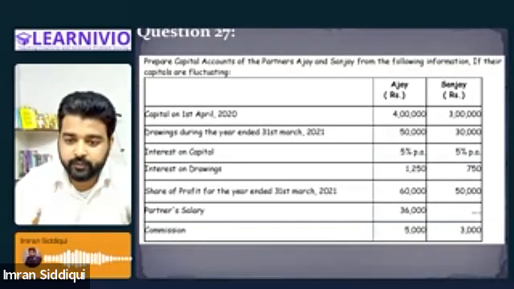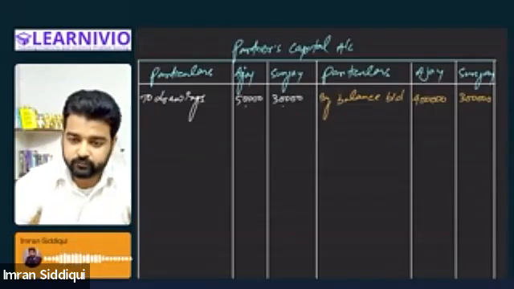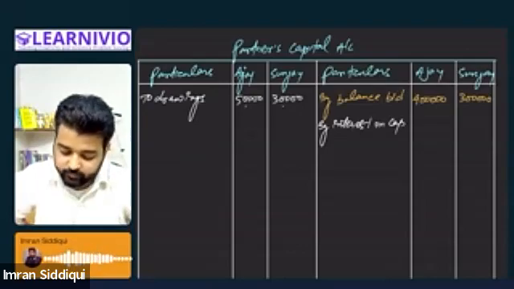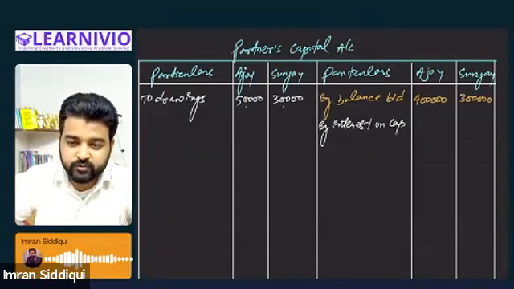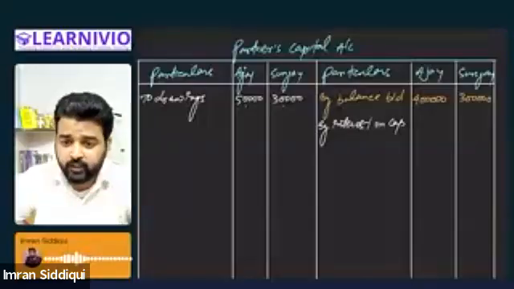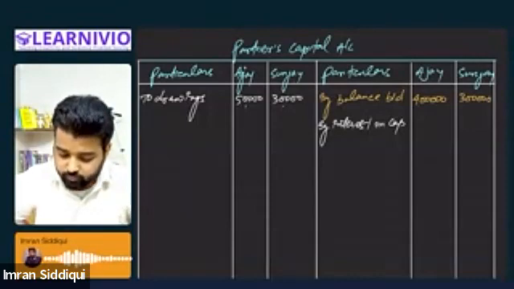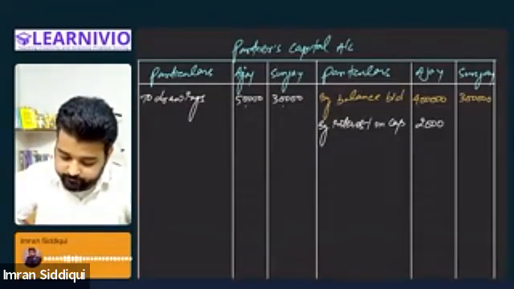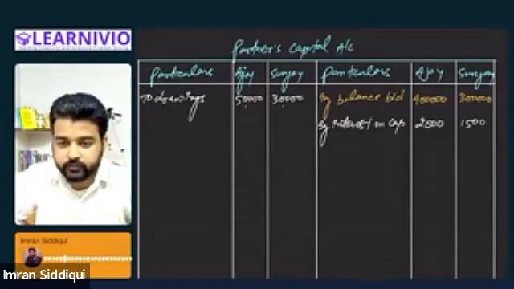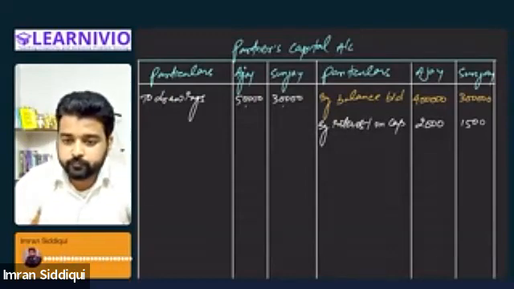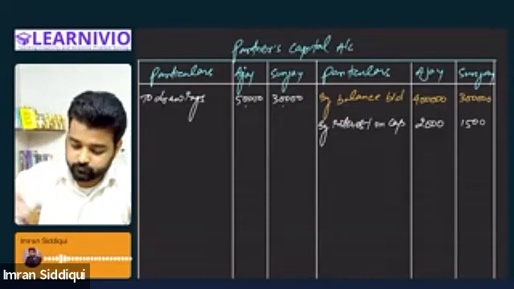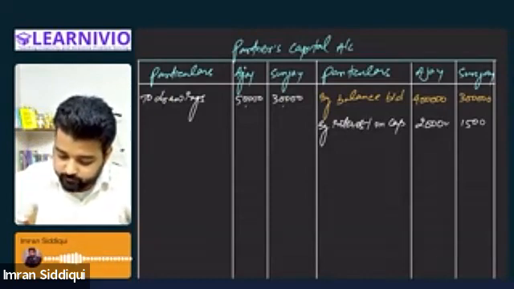Then we have interest on capital. Interest on capital is 5% per annum for both the partners. So by interest on capital, we'll calculate 5% interest on 4 lakh, which was the capital of Ajay. Then we'll calculate the 5% interest on capital for Sanjay as well, which is 3 lakh. So 5% of 4 lakh is 20,000, and 5% of 3 lakh is 15,000.